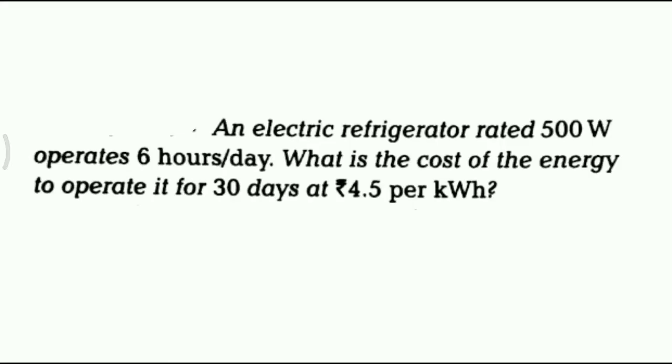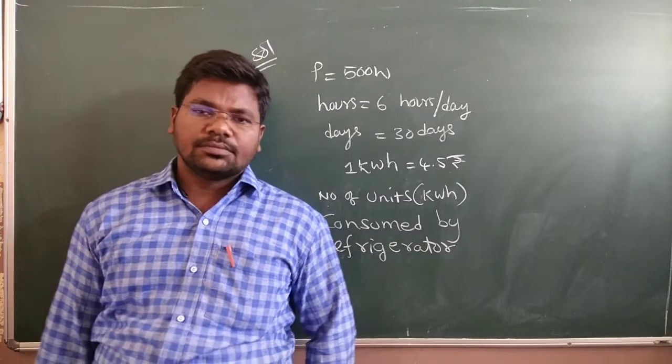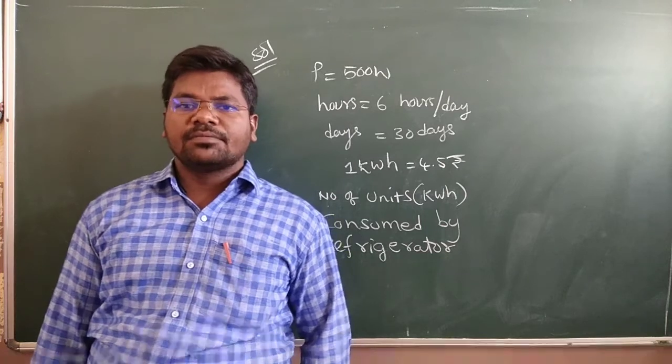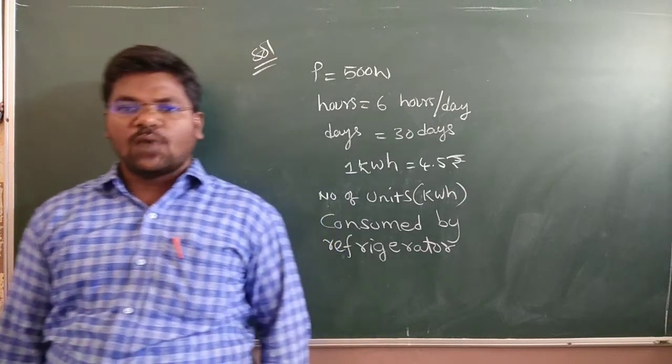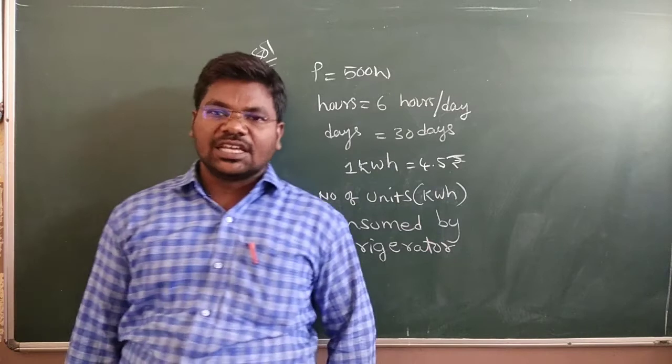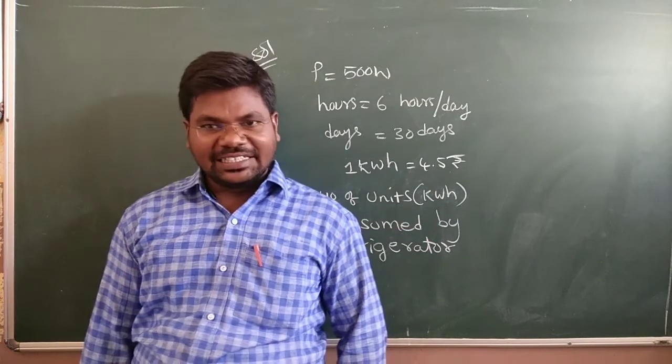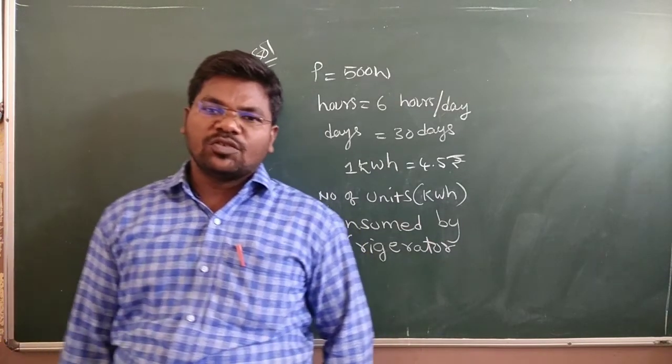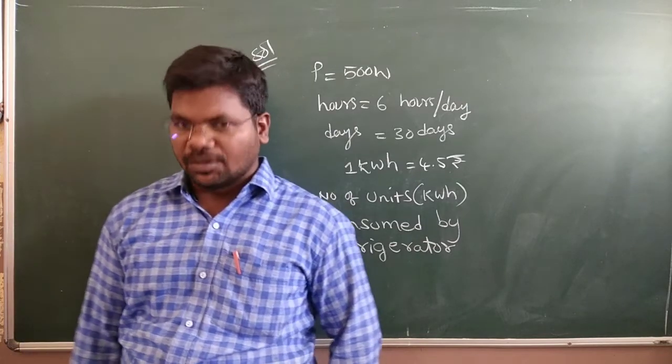A refrigerator rated 500 watts operates 6 hours per day. What is the cost of the energy to operate it for 30 days at 4.5 rupees per kilowatt hour? Coming to the problem, they have given power 500 watts, hours 6 hours, days 30 days, and the amount for 1 kilowatt hour is 4.5 rupees.